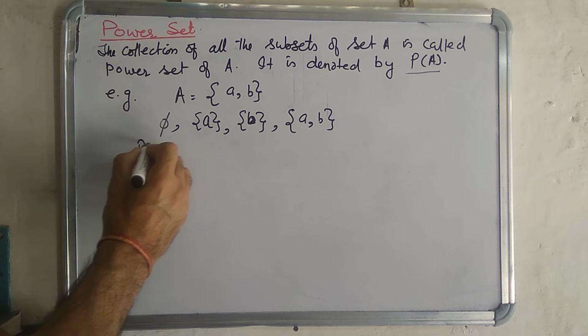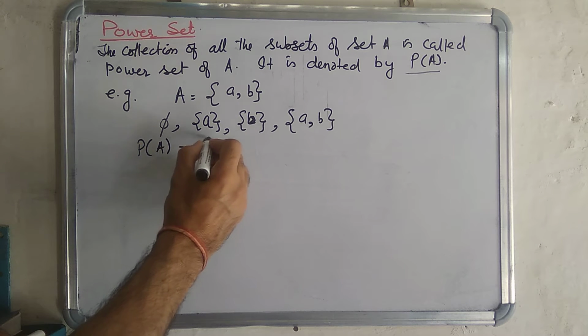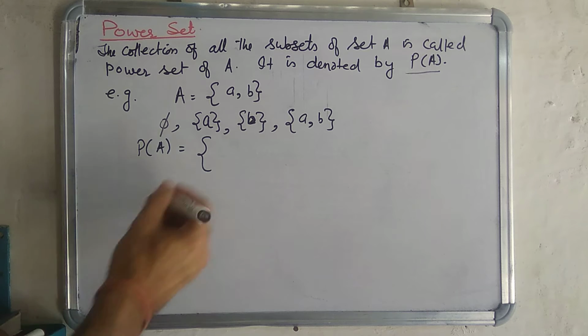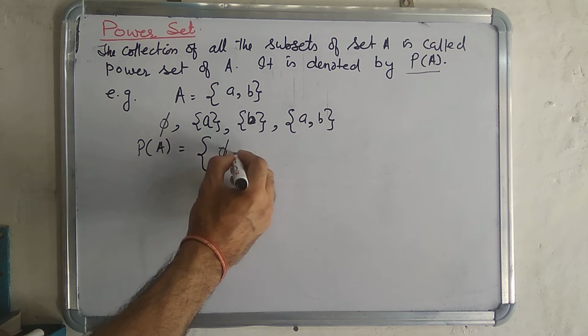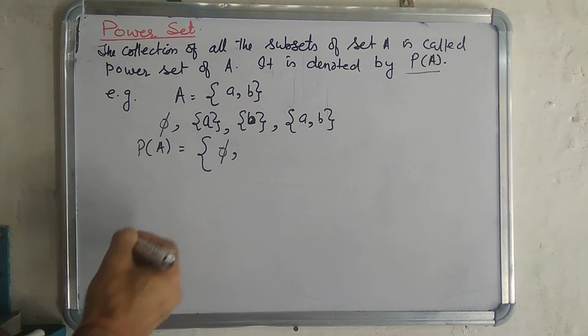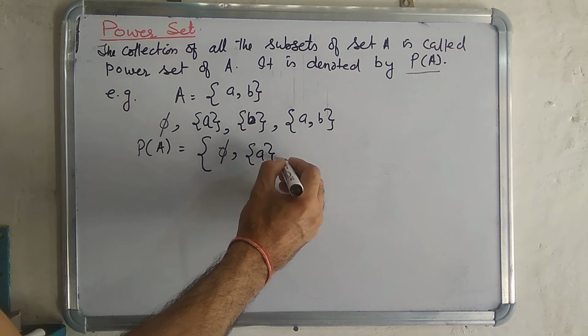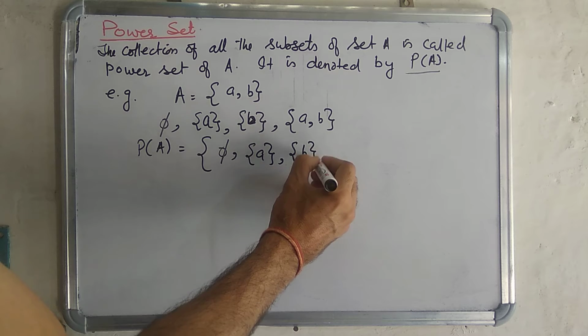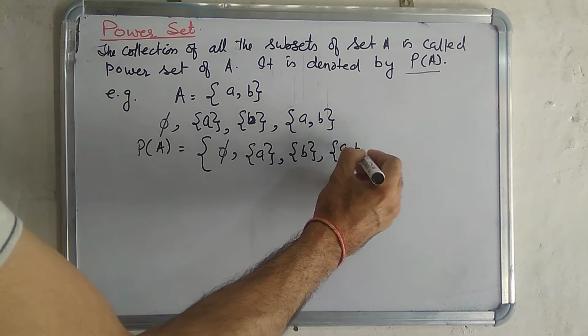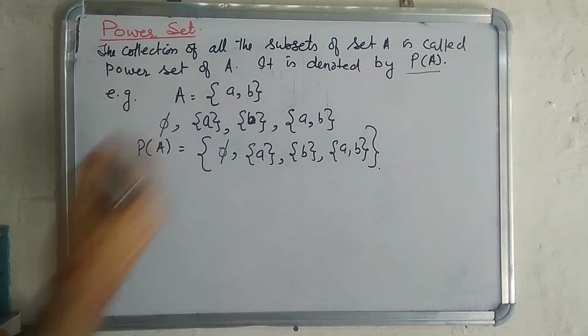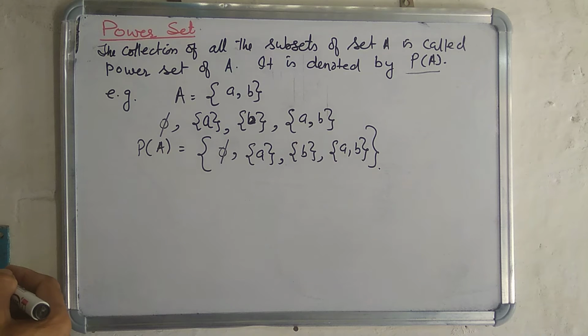If we write like this within the braces and separate, we write all these sets as its elements, then it becomes a collection of subsets which form the power set. So the collection of all the subsets of a set is called the power set of set A.